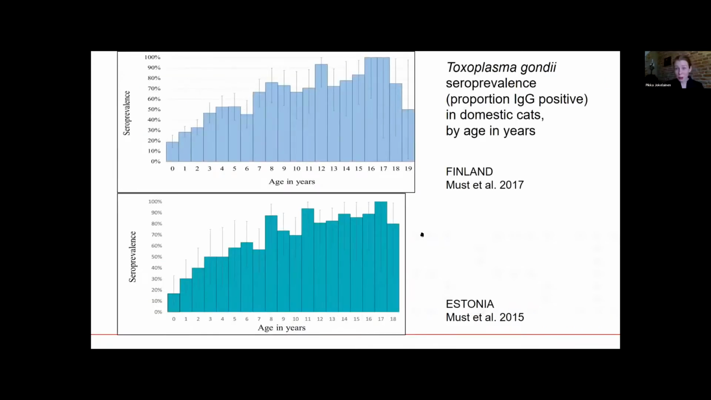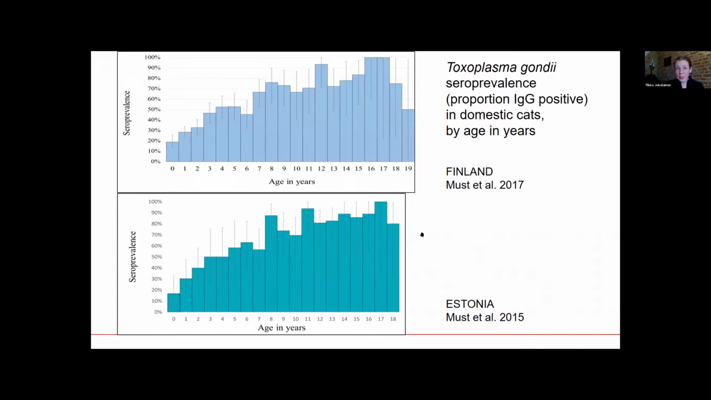So here I have two graphs of seroprevalence by age in years in domestic cats. The one above is from Finland, and the one below is from a Baltic country, Estonia. Both are the work of my PhD student, Kert Must. Really similar pictures. So it is an acquired infection in most host species.